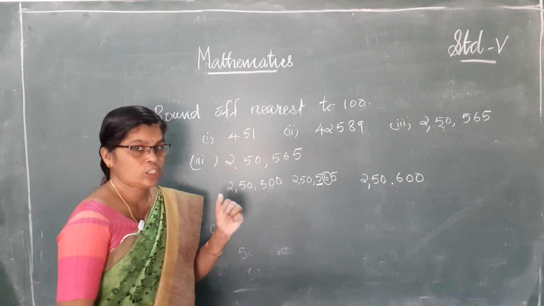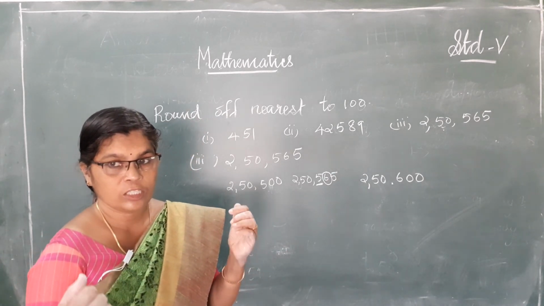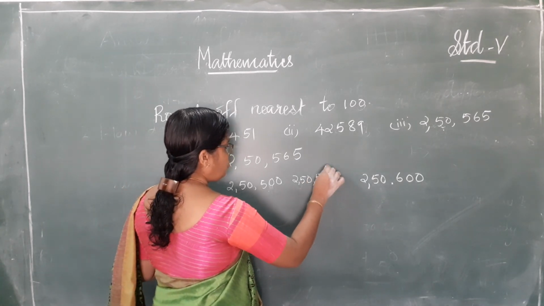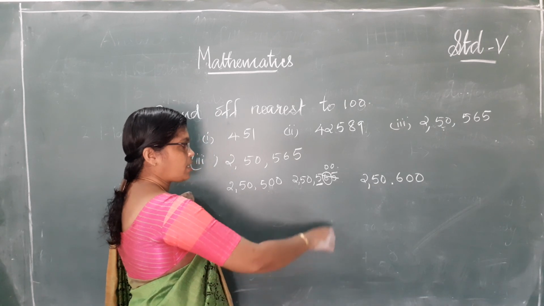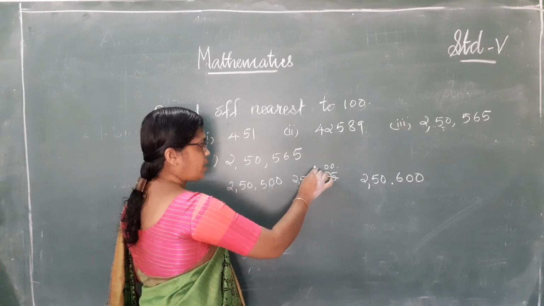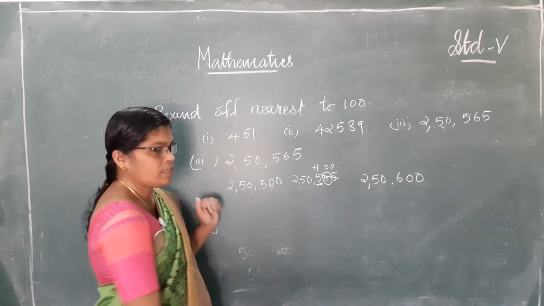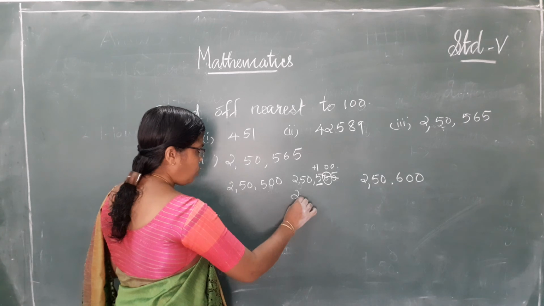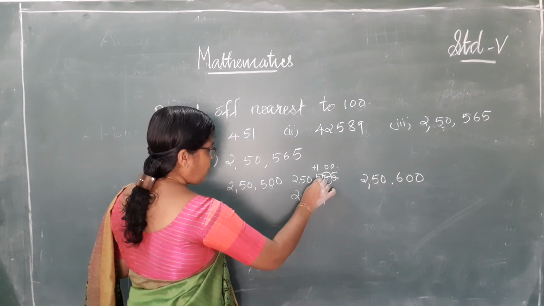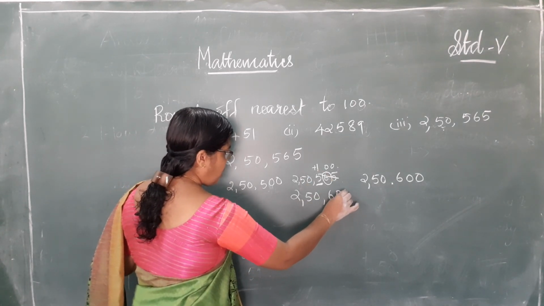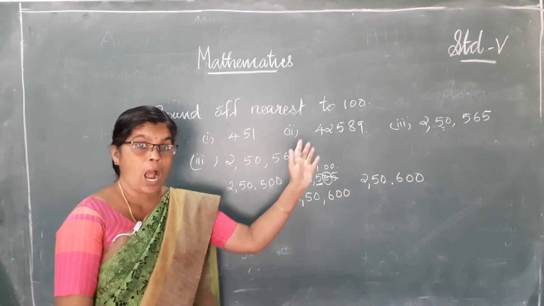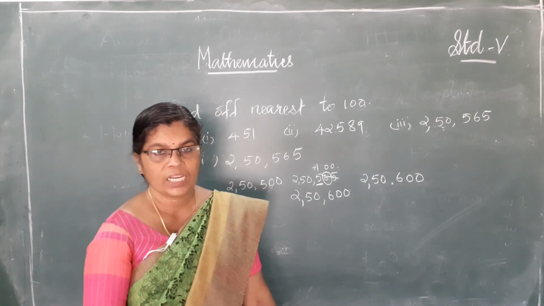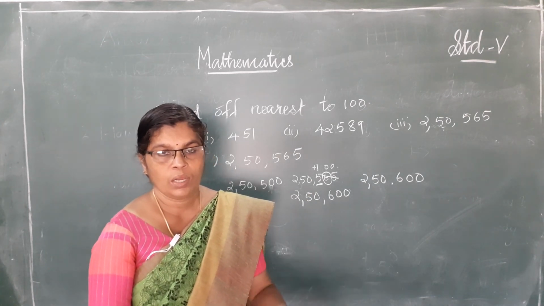Is 6 strong or weak? 6 is a strong digit and it has power. So we cut and make the other two digits 0, 0. Then in the hundreds place, it becomes plus 1. So it becomes 2,50,000. 5 plus 1, 6. 600. It is rounded up to 2,50,600.